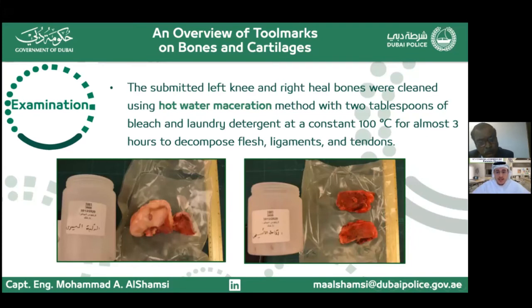So the submitted left knee and right heel bone were cleaned using hot water maceration. We got ourselves a big hot pot with a digital dial so we can control the temperature, and we can also fit large, long bones into this. We applied 2 tablespoons of bleach laundry detergent at a constant 100 degrees for almost 3 hours to decompose the flesh, ligaments, and tendons, the entire thing. But we checked on the exhibits every 30 minutes to make sure that we're not damaging them.